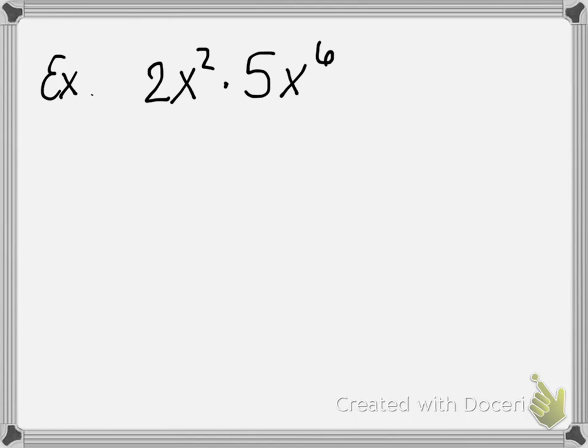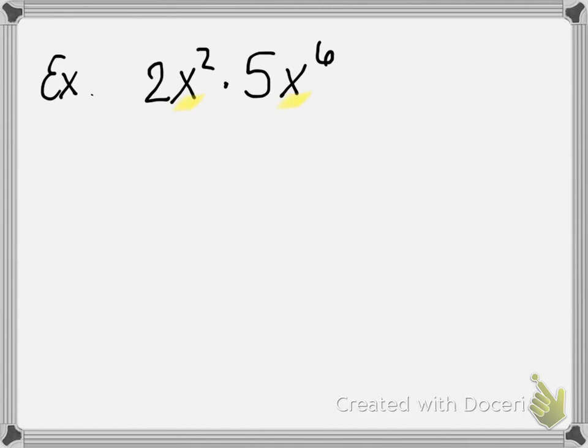Here's another one. What if there's whole numbers in there along with your variables? What's being taken to the 2nd power is x. What's being taken to the 6th power is x. So the 2 and 5 are not being taken to any power at all.